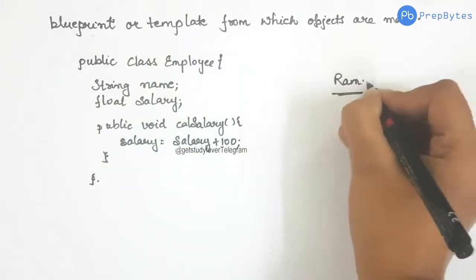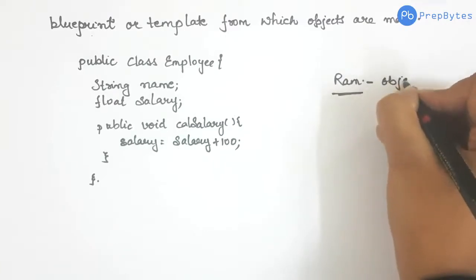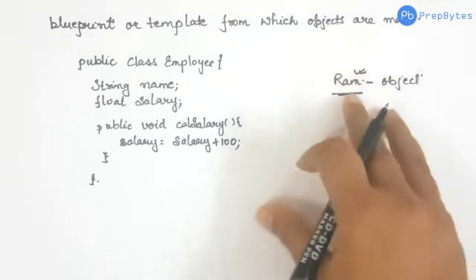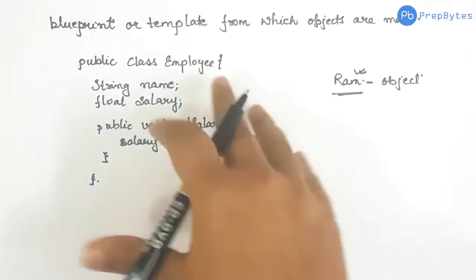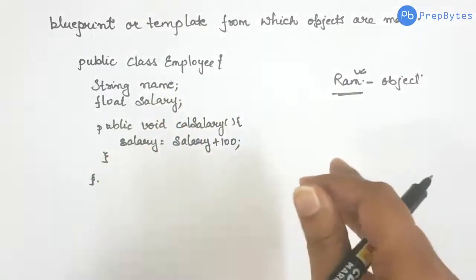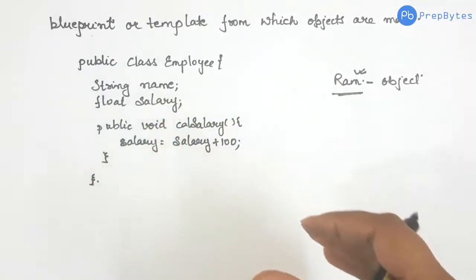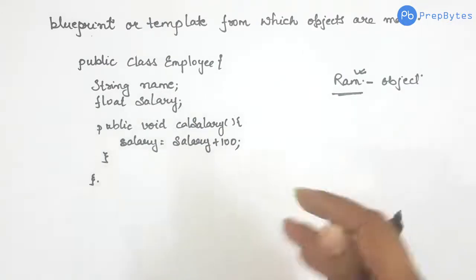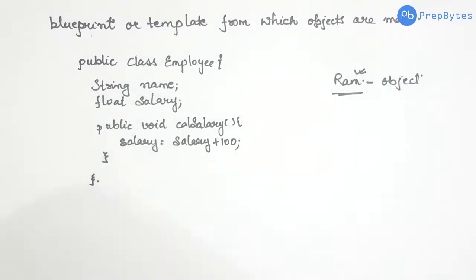This Ram is the object. Ram is someone who actually exists. You are an employee. Let's say I am an employee. So I am someone who actually exists. Employee does not exist. It's just a definition given to a person inside an office. So that's the main difference.